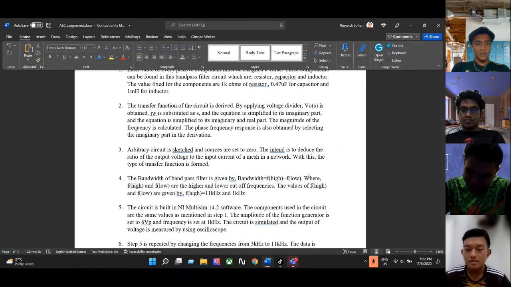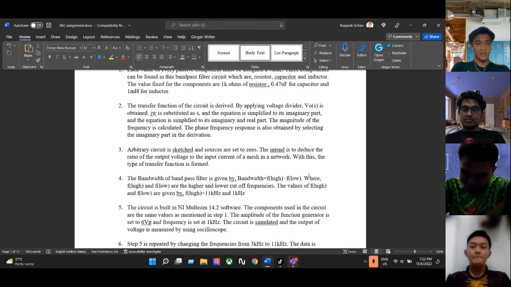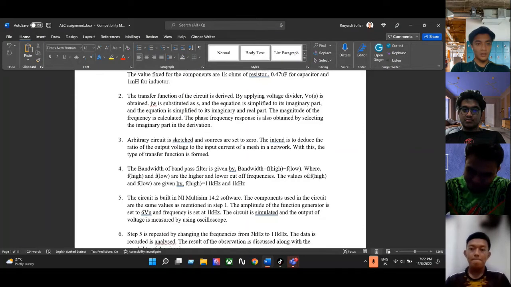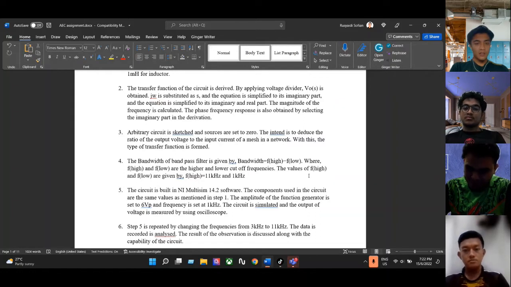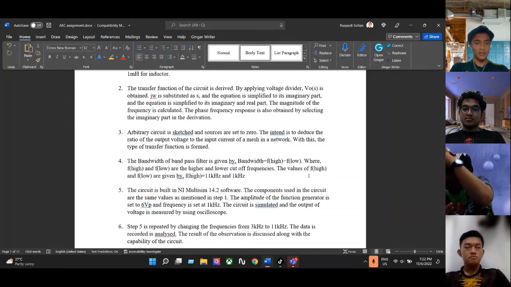The transfer function of the circuit is derived by applying voltage divider. Vout is obtained, j omega is substituted as s, and the equation is simplified to its imaginary and real part. The magnitude of the frequency is calculated. The phase frequency response is also obtained by selecting the imaginary part in the derivation.